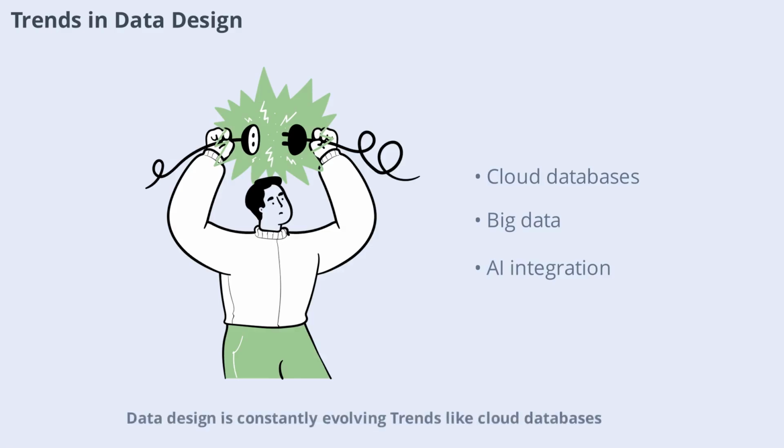Data design is constantly evolving. Trends like cloud databases, big data analytics, and artificial intelligence are shaping how we structure and use information. Staying up to date with these trends helps you design systems that are future-proof and competitive.